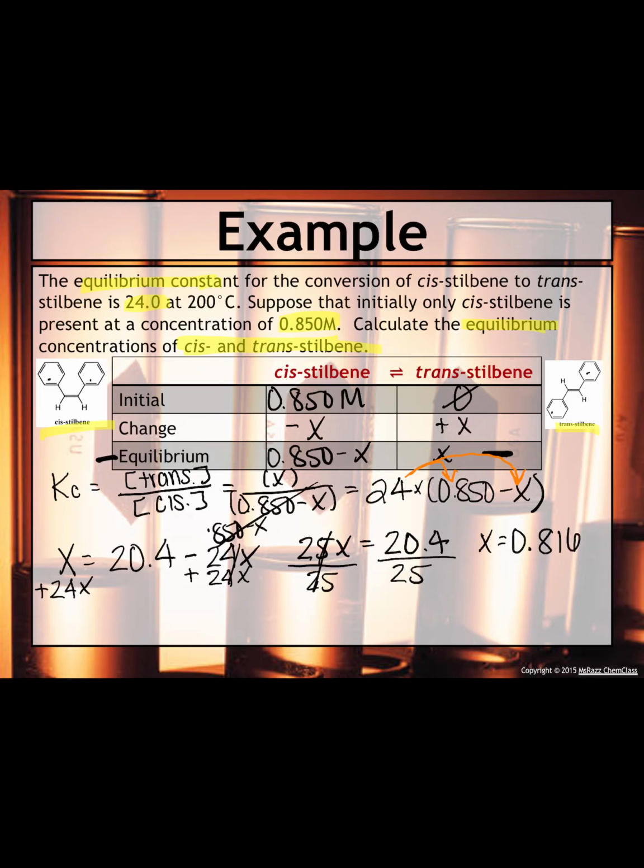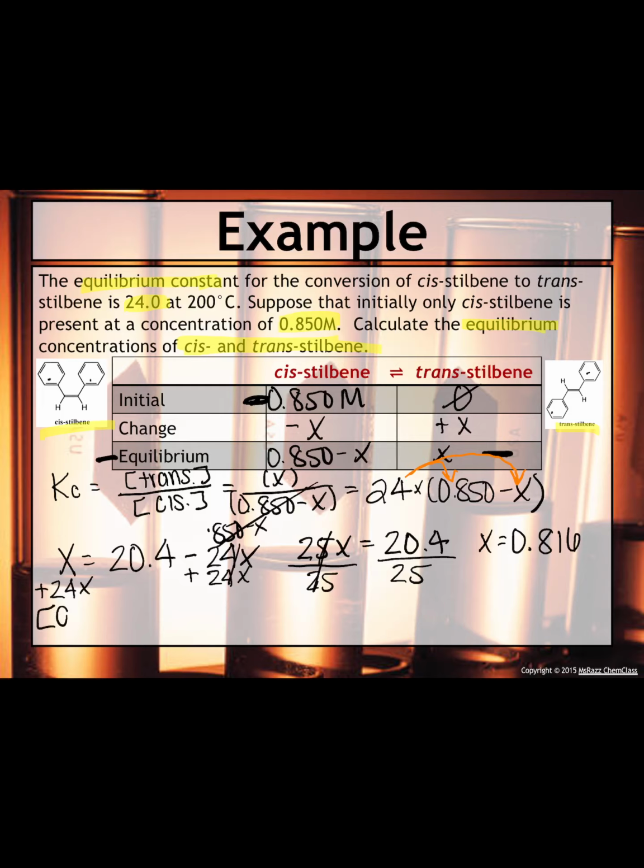0.816. So one way you can check your work is the x value that you calculate cannot be larger than your starting calculation, because once you plug it in, you cannot end up with a negative concentration. So since I do have 0.816, that is less than 0.850, that means I am on the right track. Okay, so now let's go ahead and come up with our equilibrium concentrations.